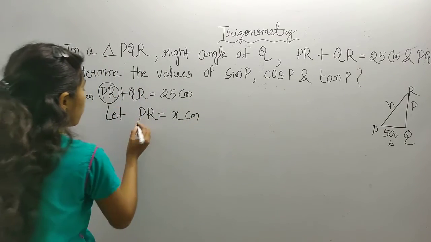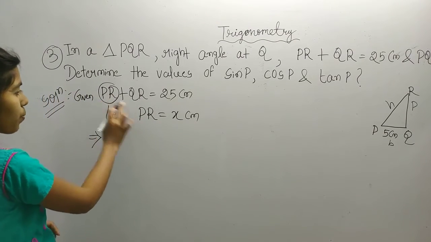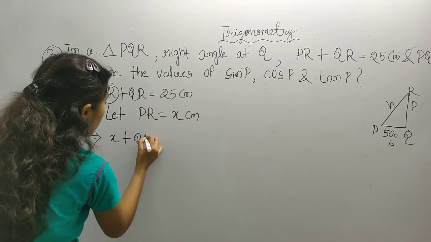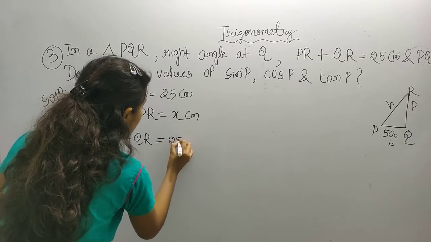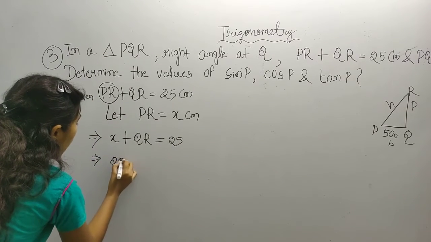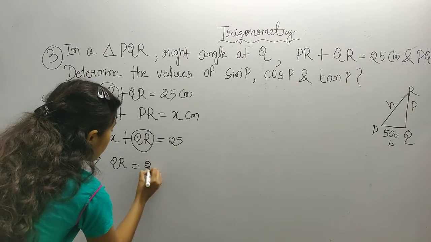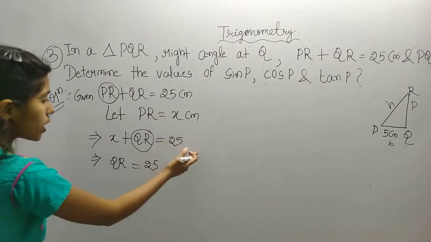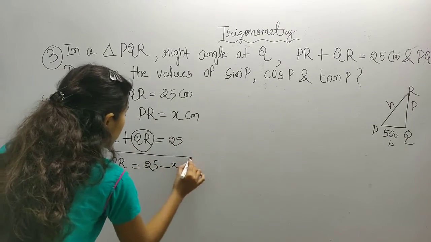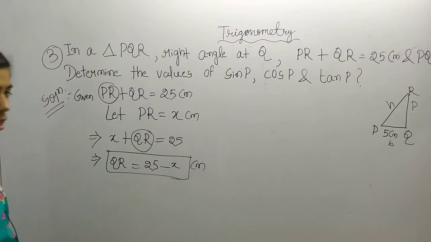Okay, so what will be the QR now? Instead of PR, what will we write? x. x plus QR equals 25. That implies QR equals, we will find this one now, QR equals 25 plus x is there, so this side it will come, then it will become minus x. So QR equals 25 minus x cm you can write.